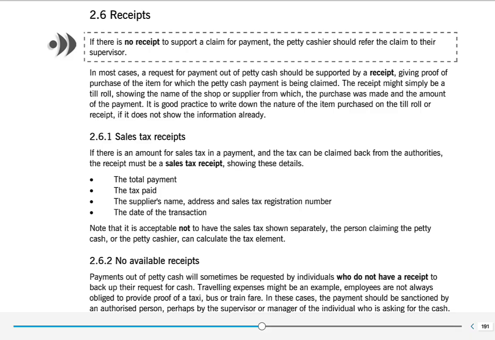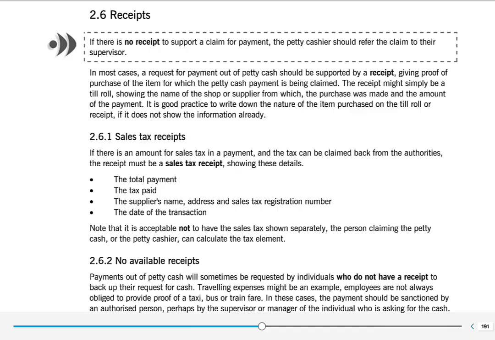Step 4. The payment is authorized based on the rules and limits. Step 5. Cash is paid out by the petty cashier. Step 6. The voucher and receipt stay together as one complete record. This means the petty cash voucher tells the story, and the receipt proves the story is true.